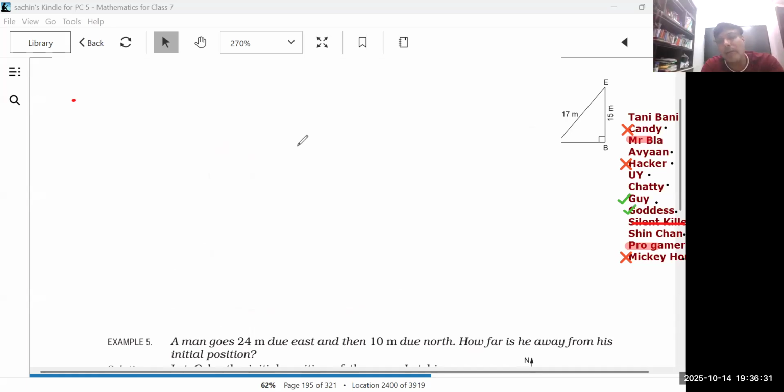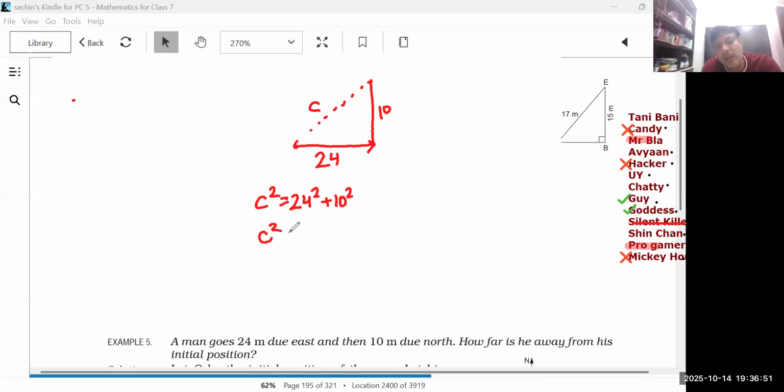So a man goes 24 meters due east. Due east is this 24. Then 10 meters due north. Due north is this 10. How far is he from the starting point means this distance. So we will do c square is equal to 24 square plus 10 square. So c square will be equal to 576 plus 100. So c square will be equal to how much?